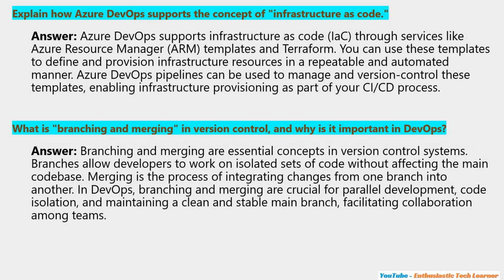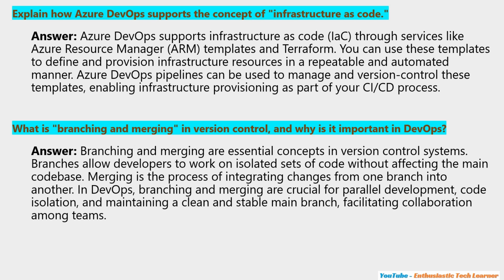Explain how Azure DevOps supports the concept of infrastructure as code. Answer: Azure DevOps supports infrastructure as code, IaC, through services like Azure Resource Manager, ARM, templates, and Terraform. You can use these templates to define and provision infrastructure resources in a repeatable and automated manner. Azure DevOps pipelines can be used to manage and version control these templates, enabling infrastructure provisioning as part of your CI/CD process.